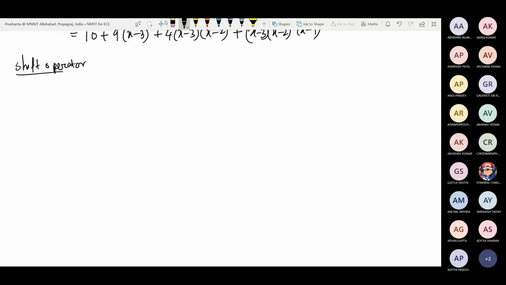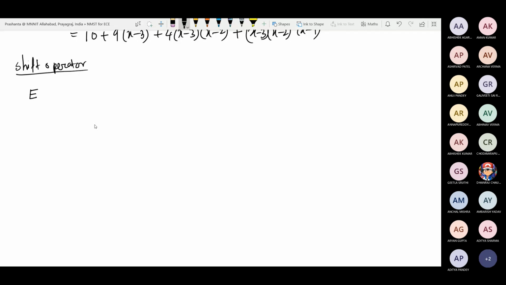So shift operator is denoted by the symbol E.